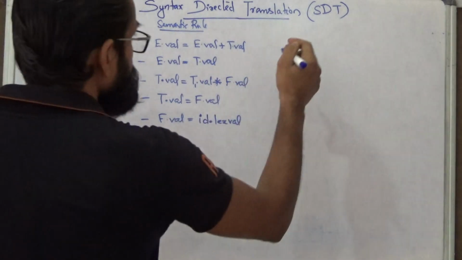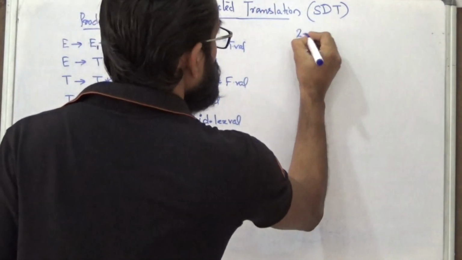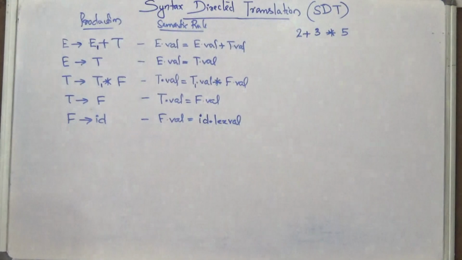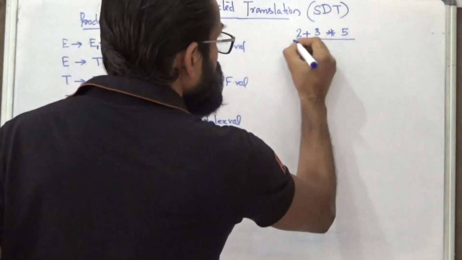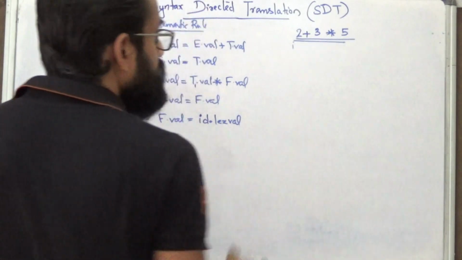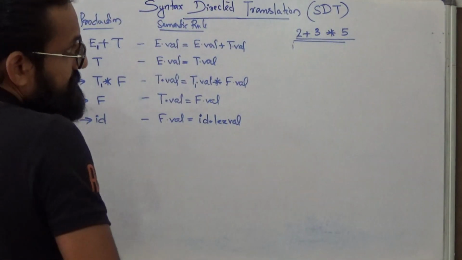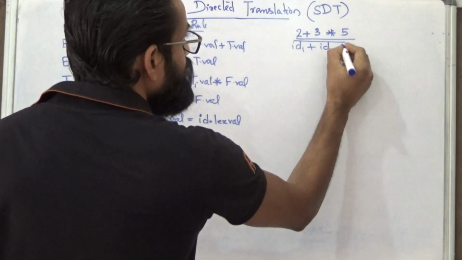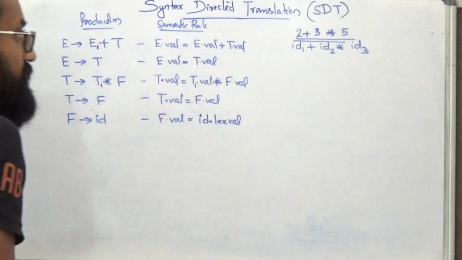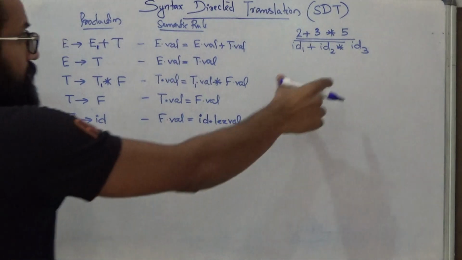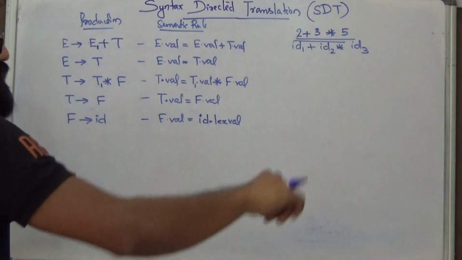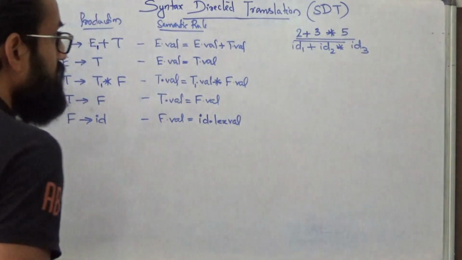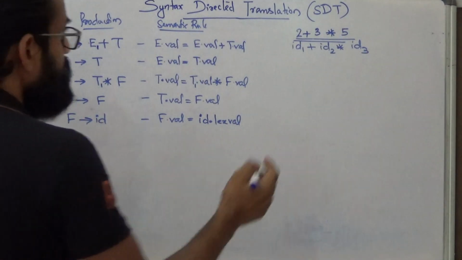Now let us consider a simple arithmetic expression, 2 plus 3 into 5. Whenever the lexical analyzer scans this expression, it will return id1 plus id2 into id3. So what about the parse tree corresponding to this sequence of tokens? The syntax analyzer will build the parse tree corresponding to these tokens. It will be of this form.